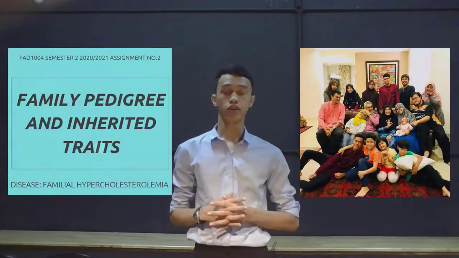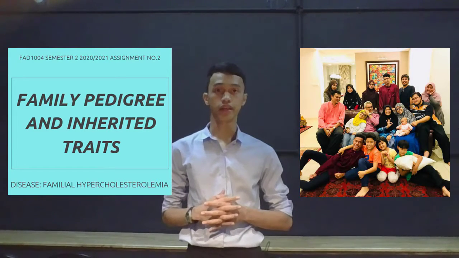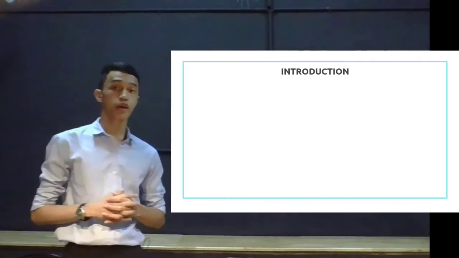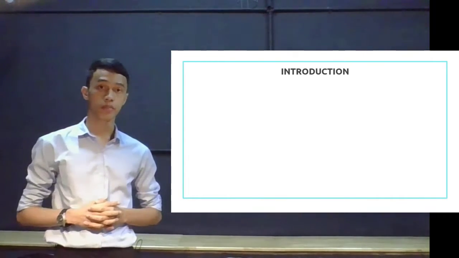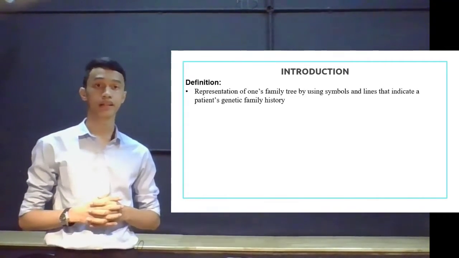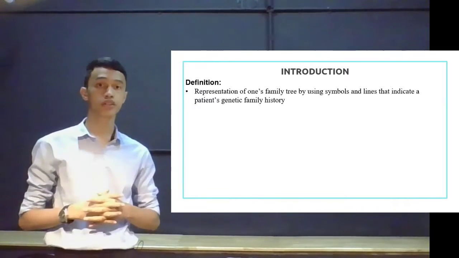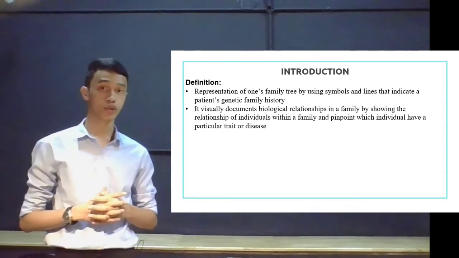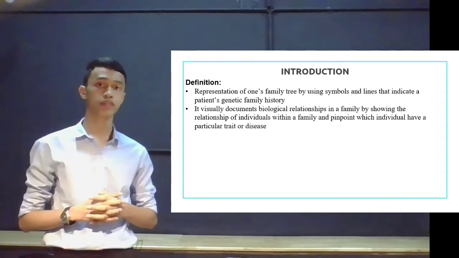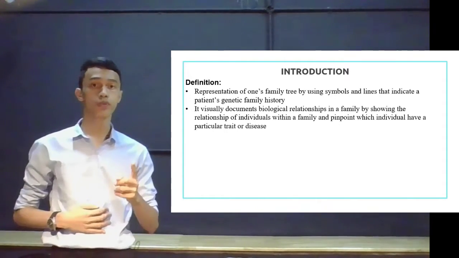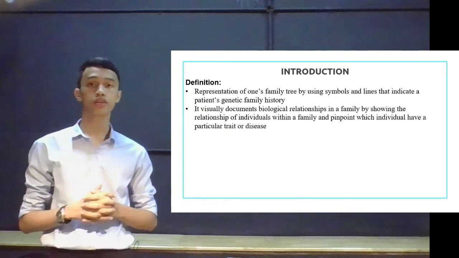Today, I'll be presenting on family pedigree and inherited traits. A family pedigree represents one family tree by using symbols and lines that indicate a patient's genetic family history. It visually documents biological relationships in a family by showing the relationship of individuals within a family and pinpointing which individual has a particular trait or disease.